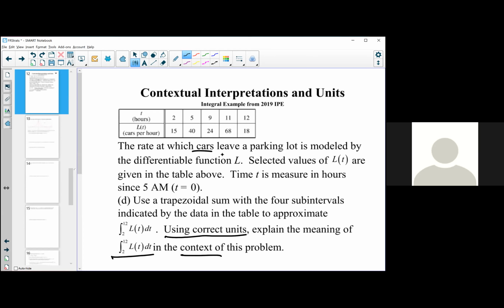Did that right. So make sure you use the terms from the stem of the problem. They give me the rate at which cars leave a parking lot. So this will be the number of cars that have left the parking lot over the time interval t equals 2 to t equals 12 hours. You wouldn't have to interpret it as time of day necessarily. If you said from t equals 2 to t equals 12 hours, that would be fine. Or hours since 5 a.m. would be even better.